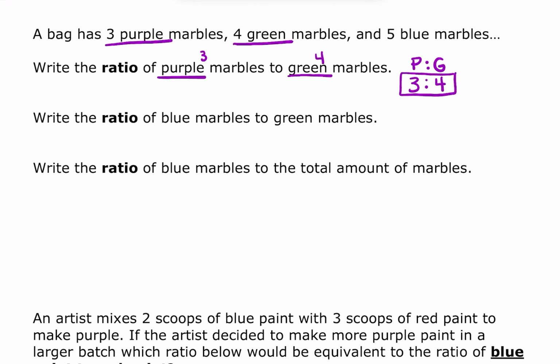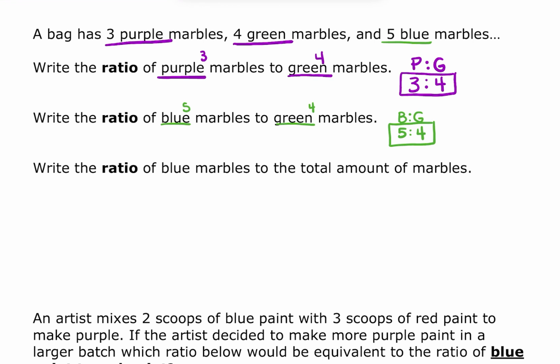Done. Finished. All right, the next one says write the ratio of blue marbles to green marbles. So blue was 5 and green was 4. And we're going to keep the order. Blue, green. How many blue? 5. How many green? 4. So there's our ratio for that.